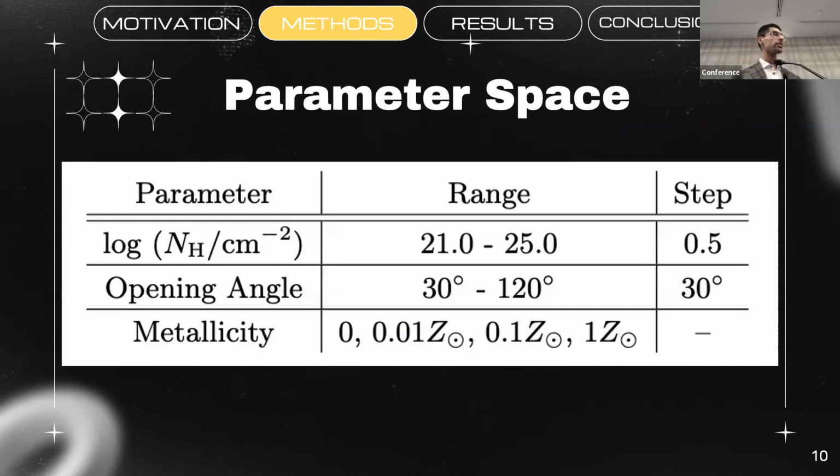So this is the parameter space that I explore. I have a wide range of column densities, a few different opening angles, and a few different metallicities, all in solar ratios for now. That may change in the future. I also have a set of zero-metallicity runs that I did just to check against.